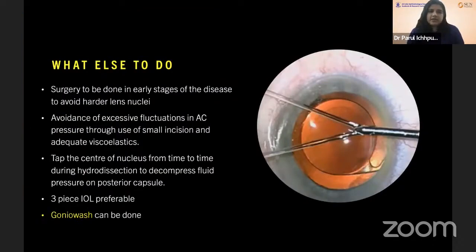Surgery needs to be done in early stages of the disease to avoid harder nuclei. You need to avoid excessive fluctuations in the anterior chamber pressure through the use of small incision and adequate viscoelastics. Tap the center of the nucleus from time to time during hydrodissection to decompress the fluid and fluid pressure on the posterior capsule. And if you have a cannula which has 2 side ports from which you can do a gonial wash, then that is something that can be done at the end of a cataract surgery.